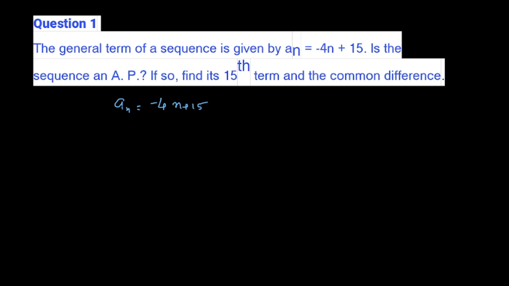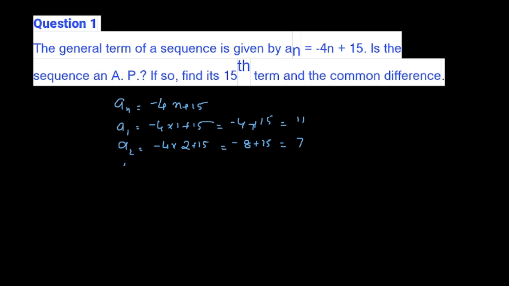So the general term of an AP is given. How can we find A1? We can find A1 by putting n equal to 1. So minus 4 into 1 plus 15 is minus 4 plus 15, which is equal to 11. Now what is A2? A2 is equal to minus 4 into 2 plus 15, that is minus 8 plus 15, which is equal to 7. So the second term is 7.